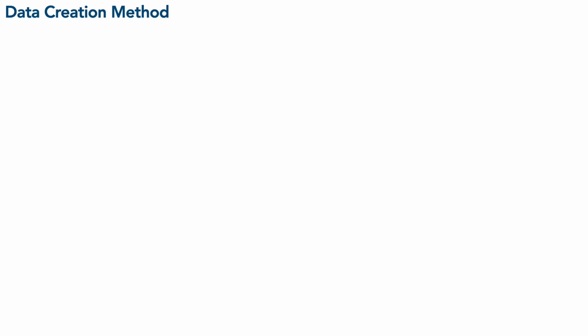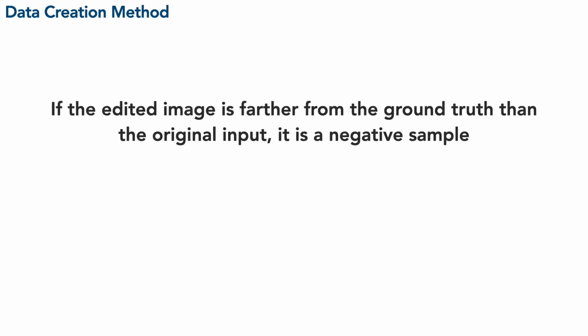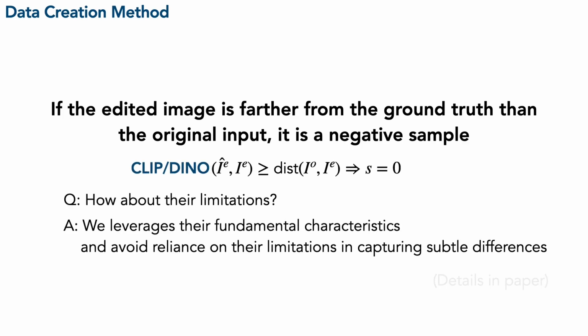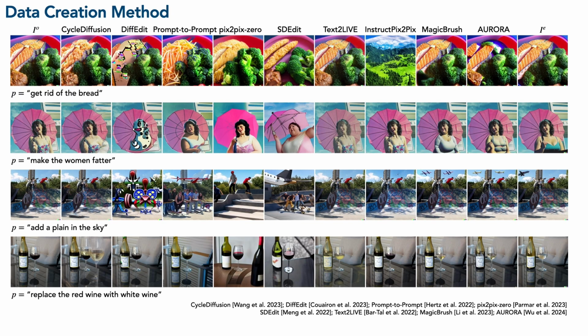We add more diverse training samples by generating more nuanced failure cases. If an edited image is further from the ground truth than the original, it is a failure. We leverage CLIP and DINO features to define this distance, carefully exploiting their strengths while avoiding their weaknesses. We also use image editing models to generate samples.